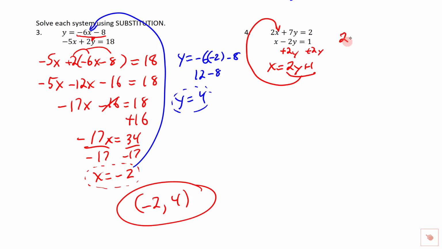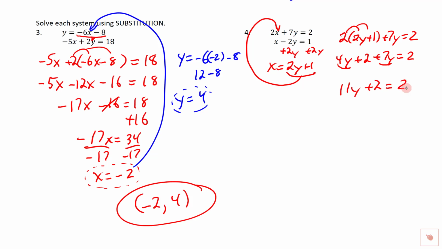So we end up with 2 times x, which is 2y plus 1, and then we have the plus 7y, and then we have the equals 2. So we're going to distribute. This is going to be 4y plus 2 plus 7y equals 2. We'll combine these like terms right here. So we get 11y plus 2, and that's going to be equal to 2.